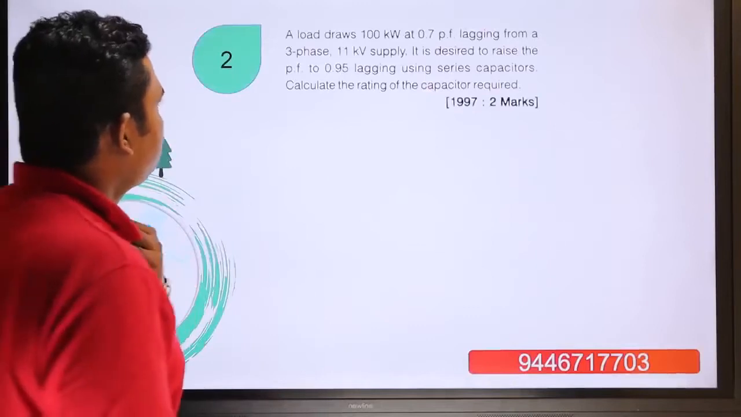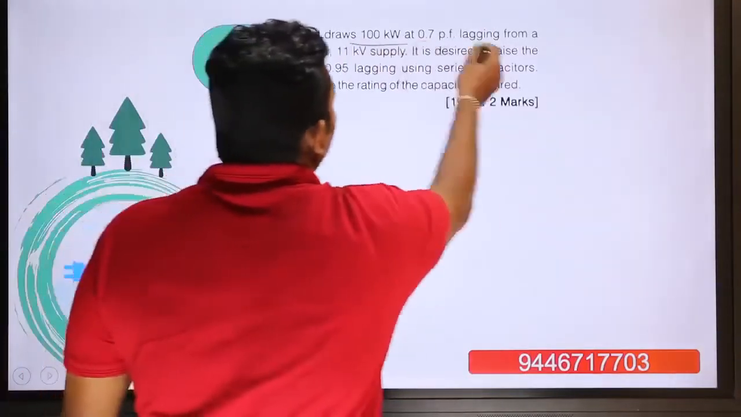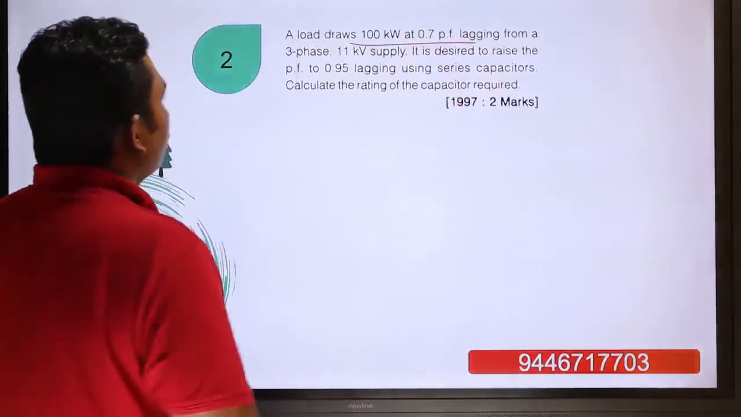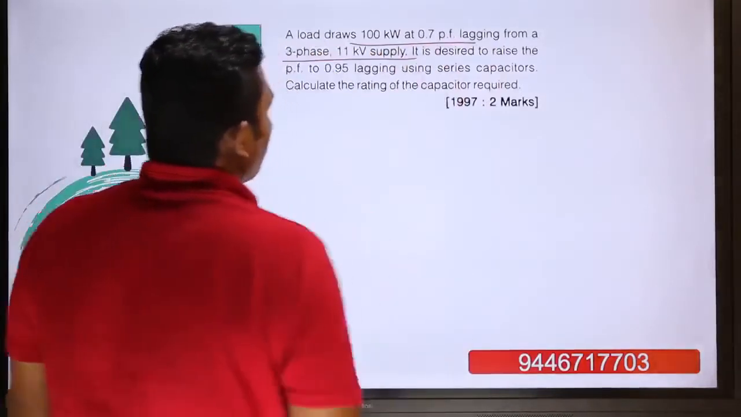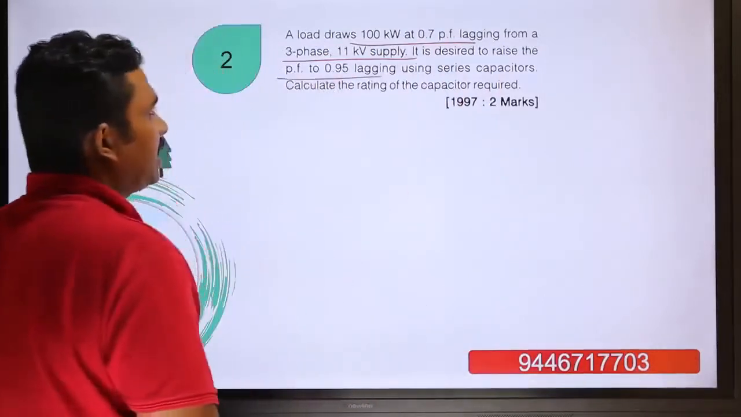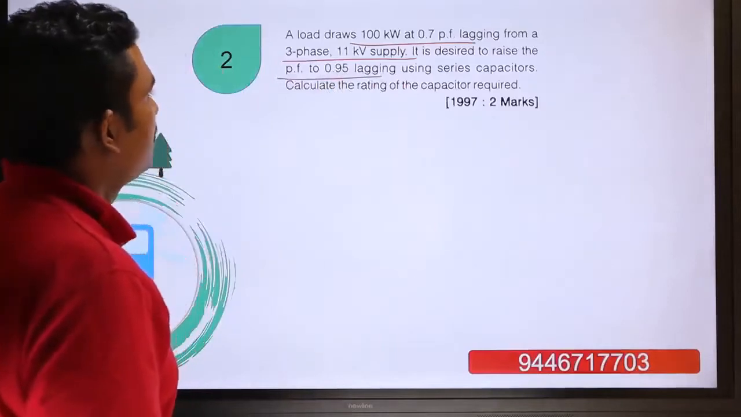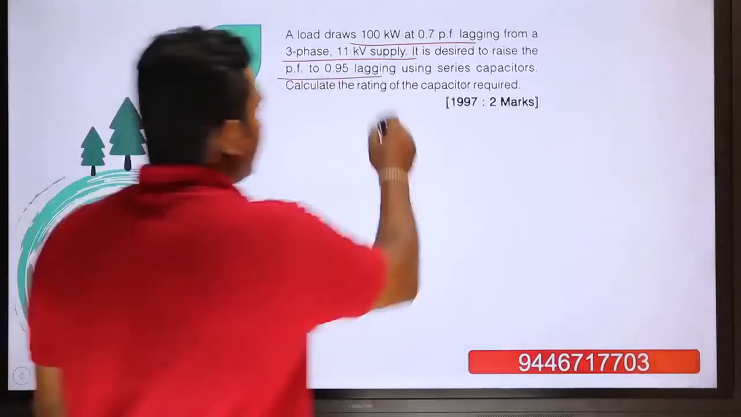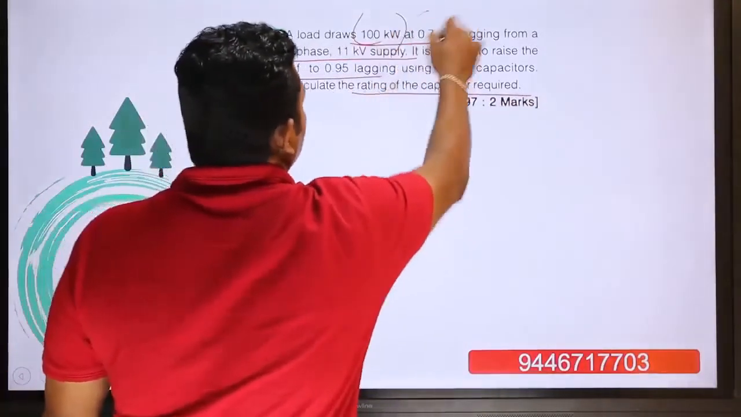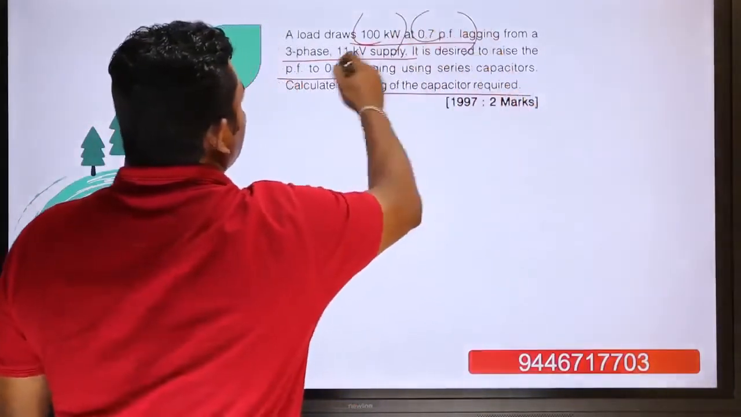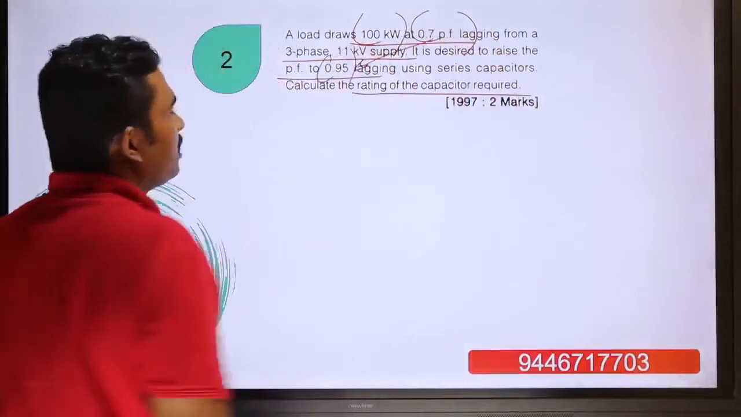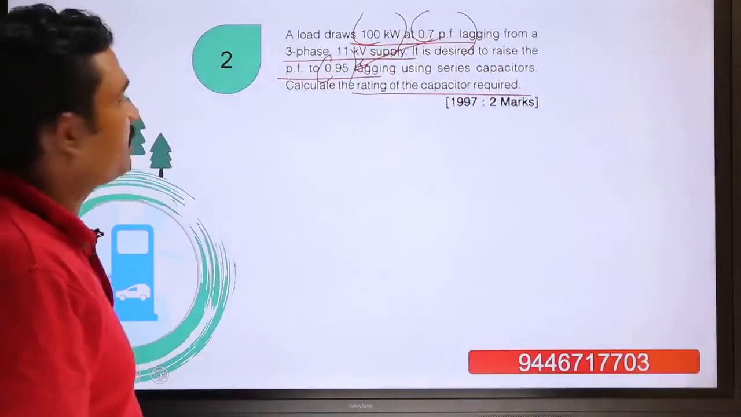A load draws 100 kW at 0.7 power factor lagging from a 3-phase 11 kV supply. It is decided to raise the power factor to 0.95 lagging using series capacitors. So you have to calculate the value of the rating of the capacitors that is required. It is decided to increase 0.7 to 0.95 lagging. So the power factor improvement is to be done.